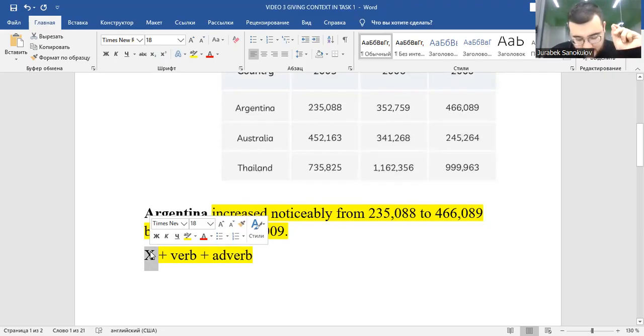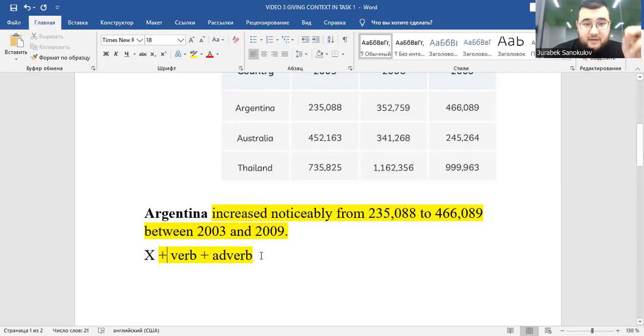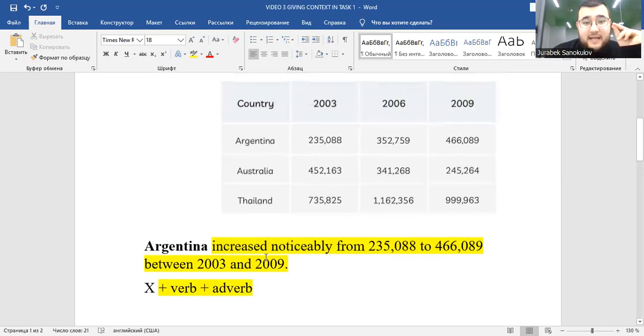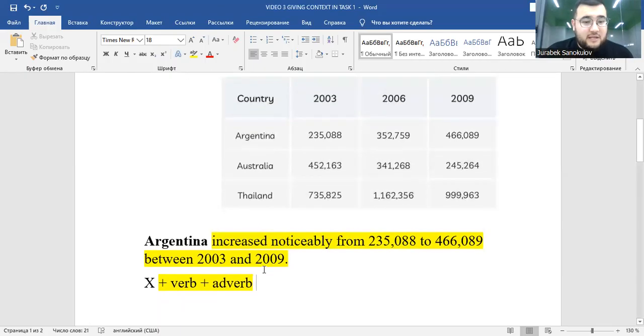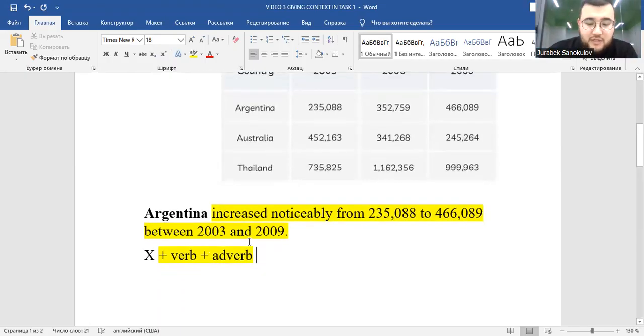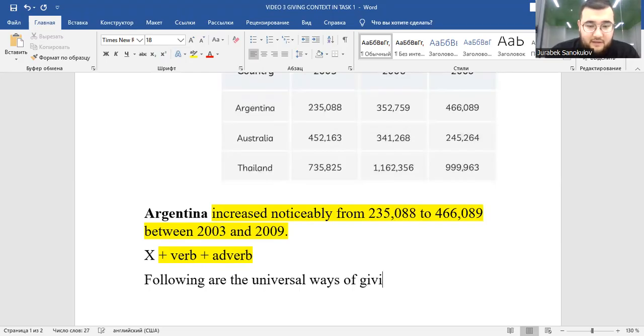So we need to be able to identify the x given in the formula, right? So this is how you should do. Firstly, you need to understand the context. And secondly, you need to be able to produce a sentence that makes sense in this specific context. How do we do that, right? We need to use words like this. These are, or let's say following are, the universal ways of giving context in task 1.